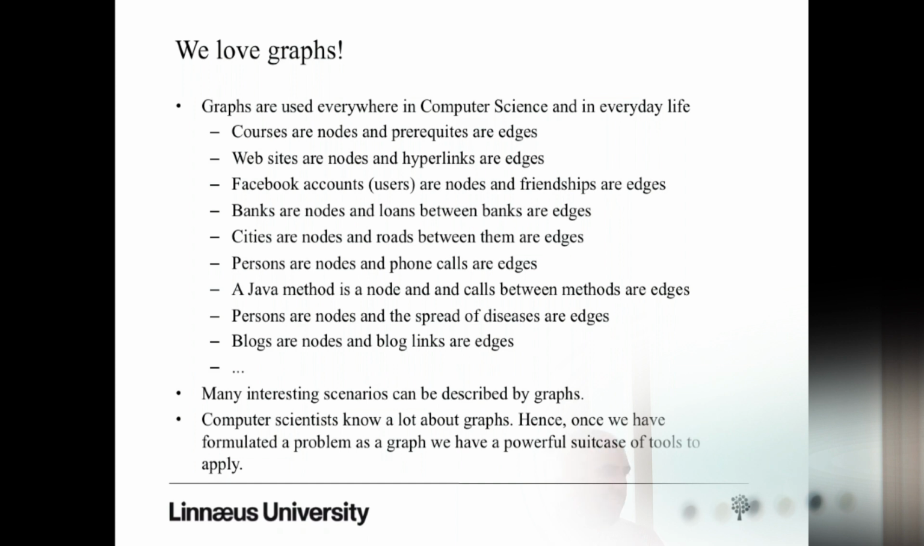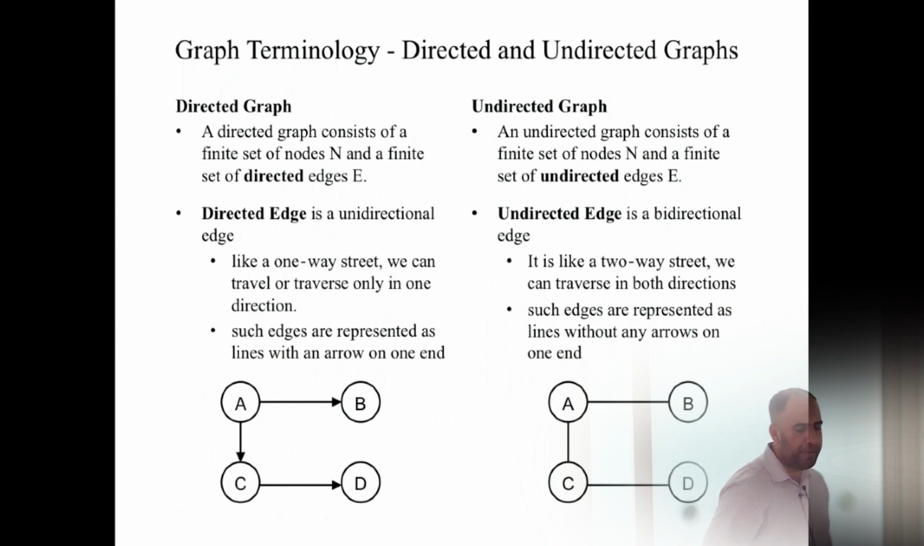So every user in a Facebook social media network is like a node, and the friendship relationships are like edges. Similarly, we can say that different bank accounts are like nodes, and the loans between one account or the transfer from one account to another account can be modeled as an edge. So there are a number of different cases that can be modeled as a graph.